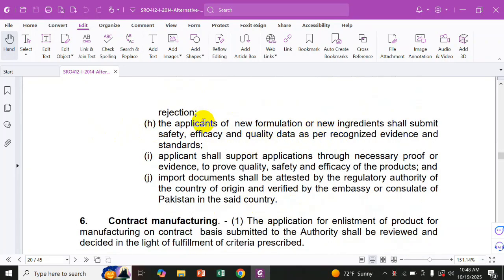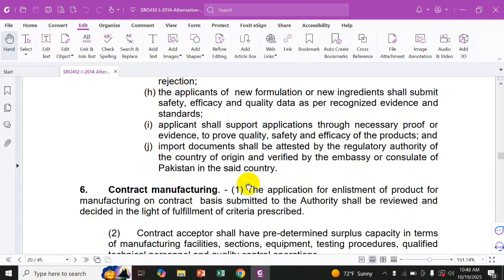So the H point is that the application of new formulation or new ingredient shall submit safety, efficacy and quality data as per recognized evidence standard. This point means that all the testing performed on the raw materials and the whole testing performed on the product must be given to the regulatory authority so that they are ensured about the safety, efficacy and quality of that product. The point I is also about proving the safety, quality and efficacy of the product.